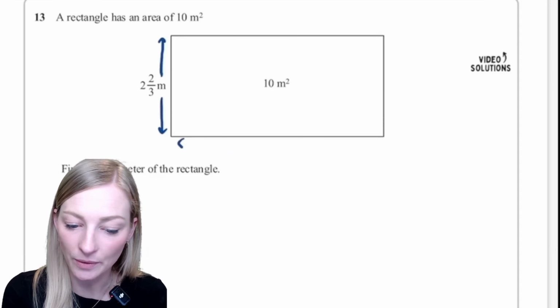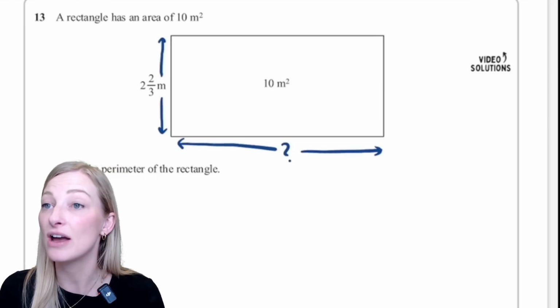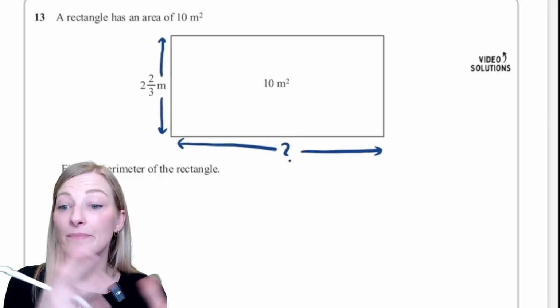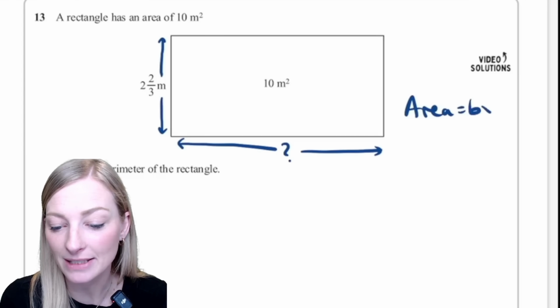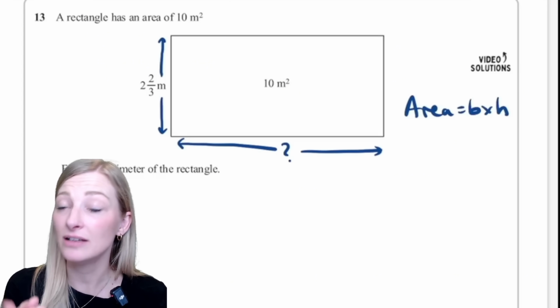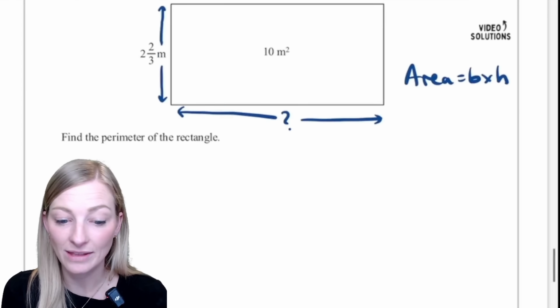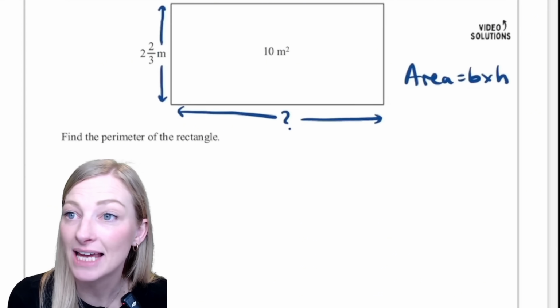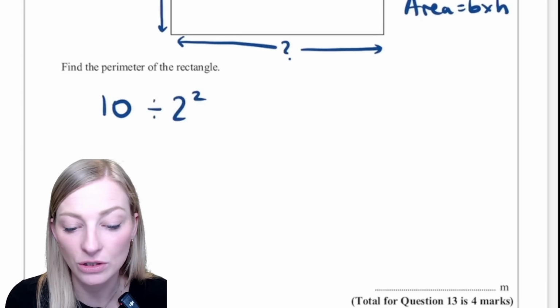I don't know how long this side is, but we can work it out because we have the area and we know that base times height equals the area. So area equals base times height. And so we need to do 10, which is the area, divided by 2 2/3 in order to get how wide this shape is. So I'm going to start with that. 10 divided by 2 2/3.